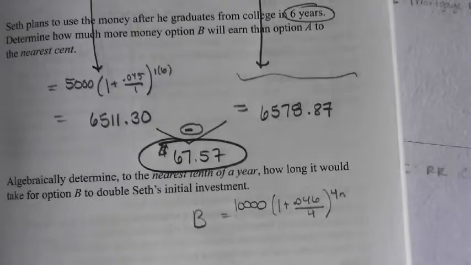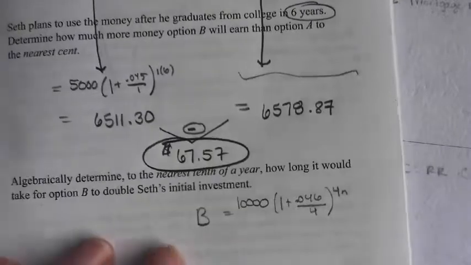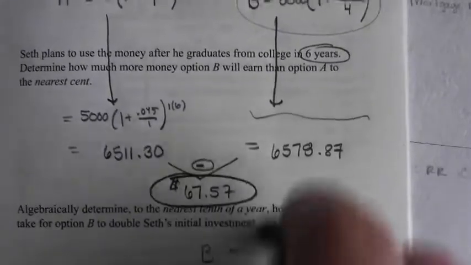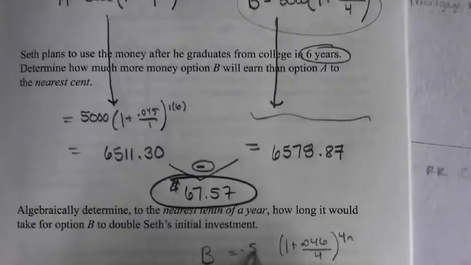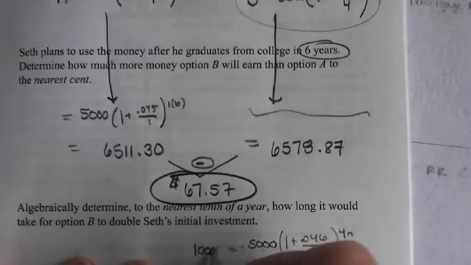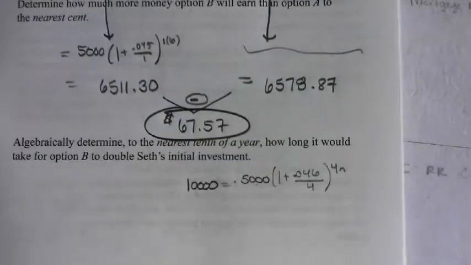Do you know what you might do, McKenna, to fix that? Mason? Would you set 10,000 equals 5,000? Right. The initial investment is not changing, McKenna. The initial investment is still 5,000, but we're waiting for that to double, so we're waiting for that final amount to reach 10,000. Good, Mason.